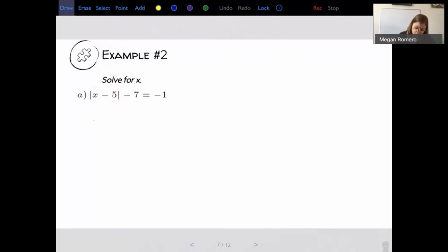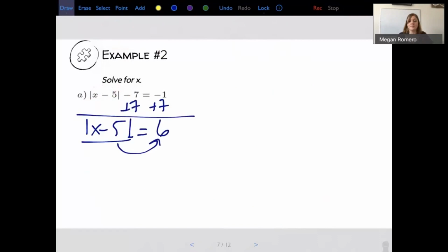So in this case, we'd start by adding 7, and we'd have absolute value of x minus 5 equal to -1 plus 7, which is positive 6. So we have our absolute value equal to a positive. We can continue on. This is when we split it into two equations, and the principle comes from the very first slide where we had absolute value of x equal to 4.